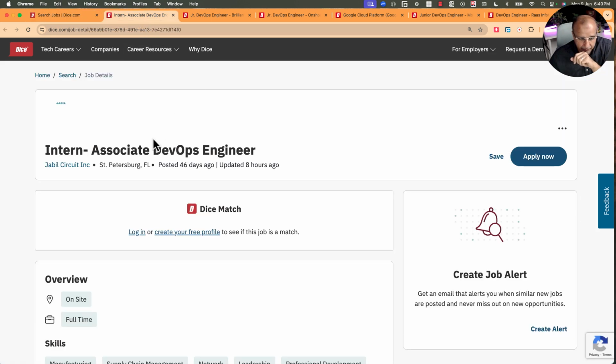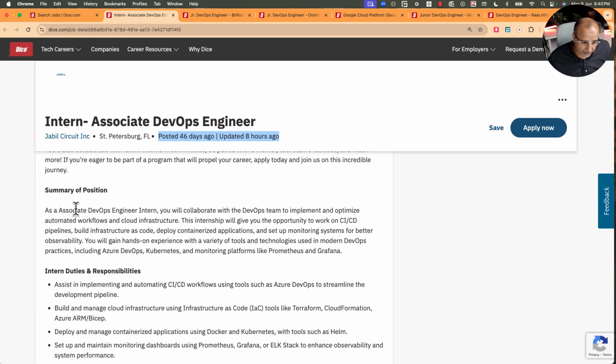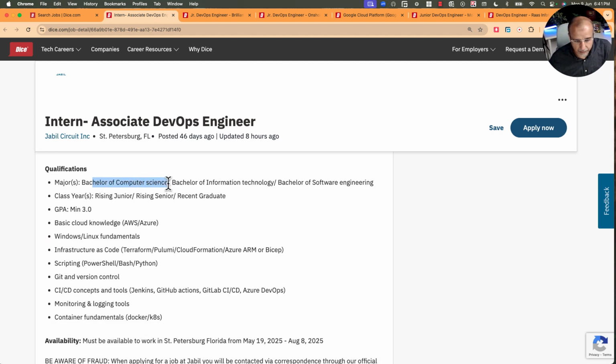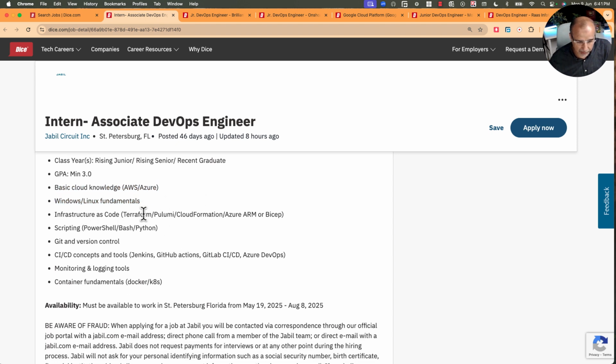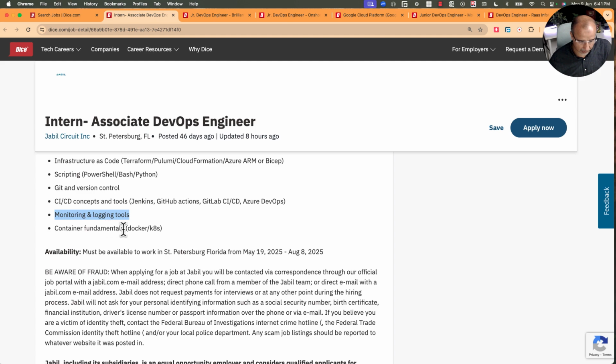And if we look at some of these, Intern Associate DevOps Engineer, for example, this is 46 days ago, updated 8 hours ago, so this is pretty recent. If we go down and look at the skills required, this is what is expected from an Associate DevOps Engineer intern. So now you are starting your career as a DevOps engineer, but this is what I expect you to know. Qualifications: Bachelor's of Computer Science, Bachelor's of Information Technology or Software Engineering. GPA: basic knowledge in AWS and Azure, Linux or Windows fundamentals, infrastructure as code in one or more of these tools. Scripting: Python, Bash, PowerShell, Git and version control, CI/CD concepts and tools including Jenkins, GitHub Actions, GitLab, or Azure DevOps, monitoring and logging tools, and container fundamentals.